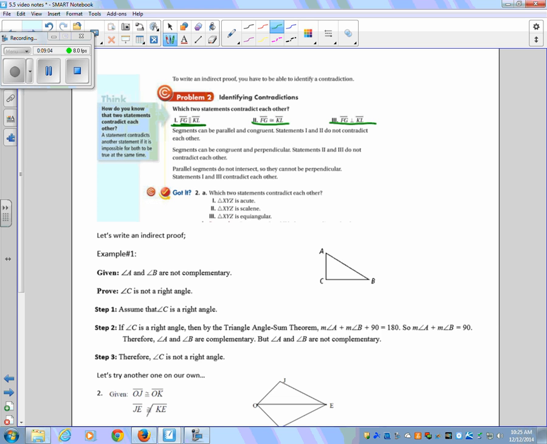So in this case, FG is parallel to KL. Could FG be parallel and congruent? Can statement 1 and 2 both exist at the same time? And the answer is yes, they both can. What about statement 1 and statement 3? Can they be parallel and perpendicular? No. So those contradict. You can't have parallel lines and perpendicular lines. It's impossible. So those statements 1 and 3 actually contradict each other.